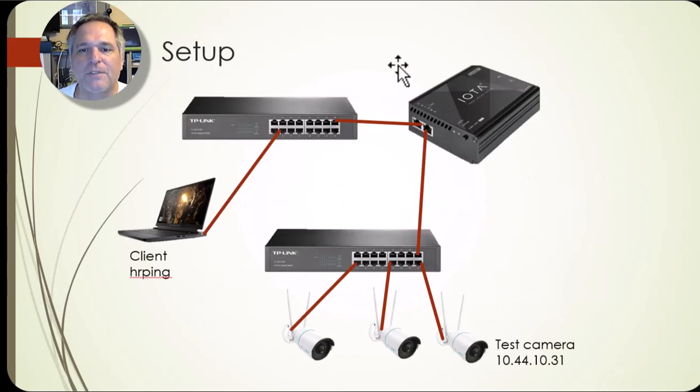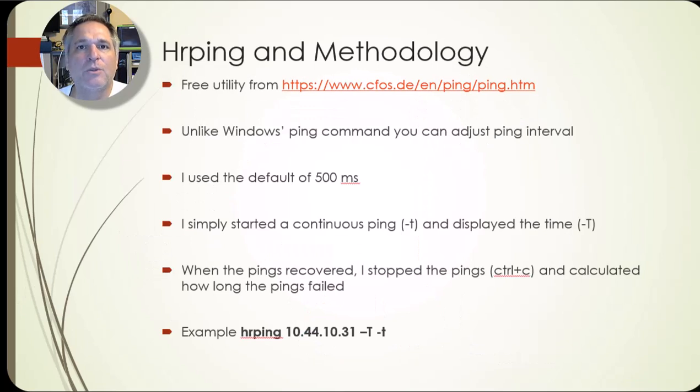Now our setup. Setup's pretty simple. Setup's basically my PC's down here. You got a switch. That switch goes through the IOTA to yet another switch where there's a whole bunch of cameras. And the test camera we're going to hit is .31. That's going to be our test camera. But obviously you can try whatever one you want. So from there we need a tool and a methodology.